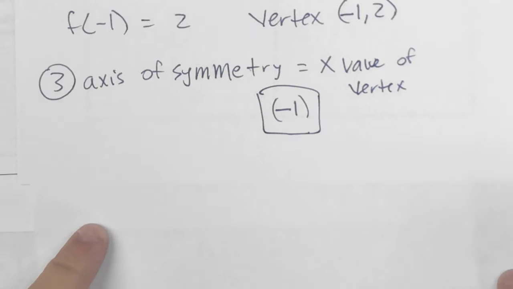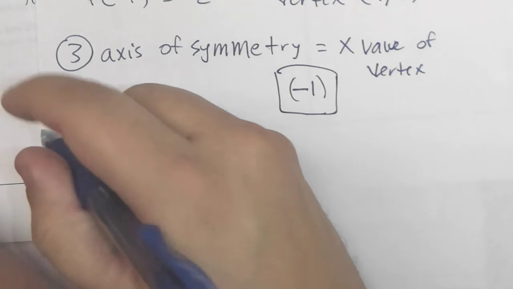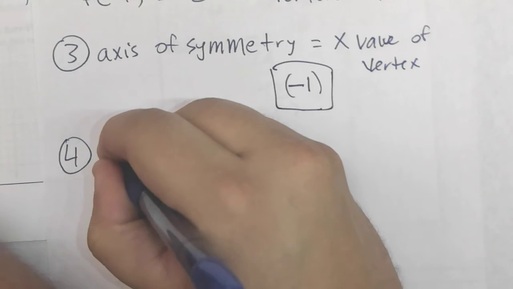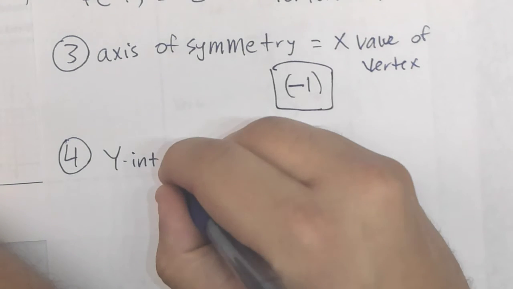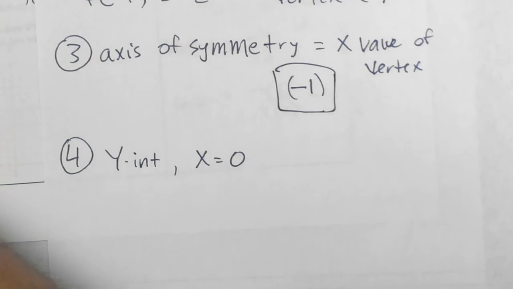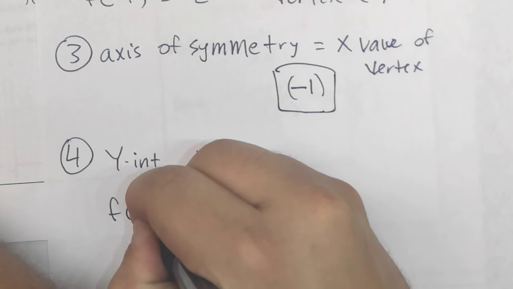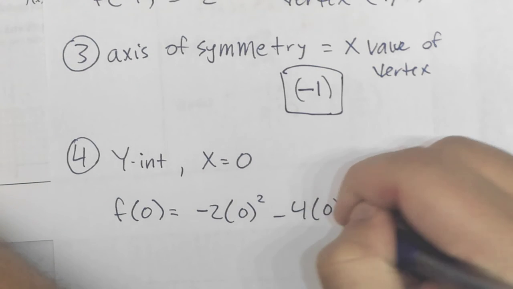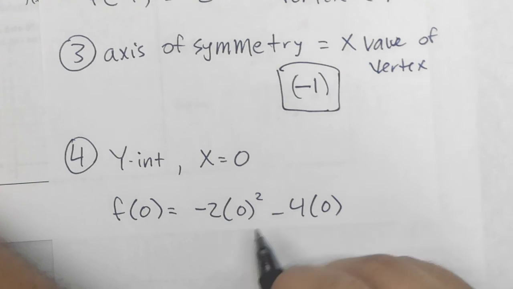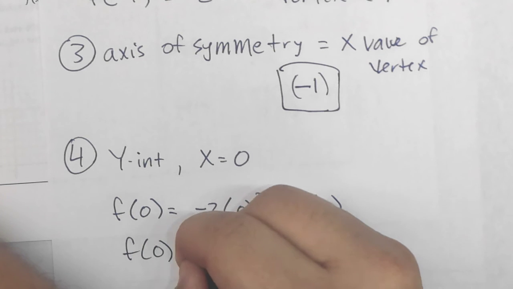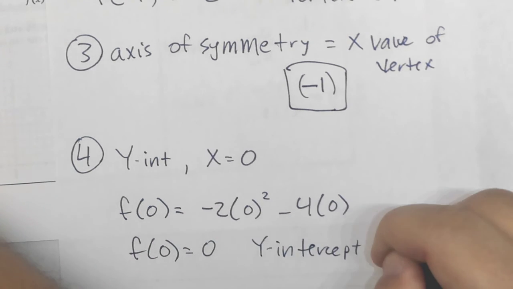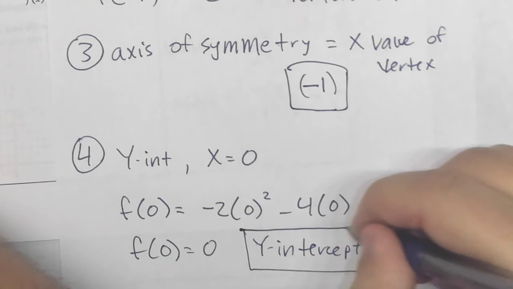And last but not least, step 4, when it asks you to find the y-intercept: at the y-intercept, you have to remember that x equals 0. So you plug it in, and we know that f of 0 is going to be negative 2 times 0 squared minus 4 times 0. That's all going to be 0. So f of 0 equals 0, so your y-intercept is equivalent to 0.